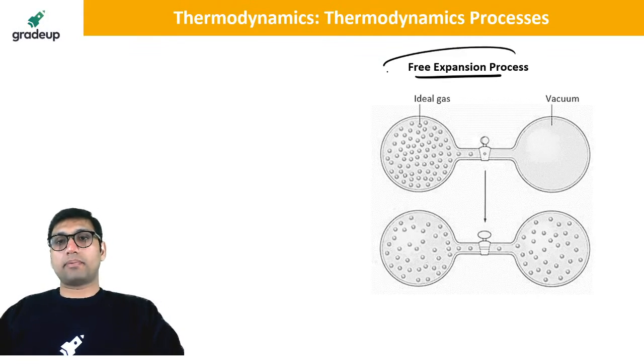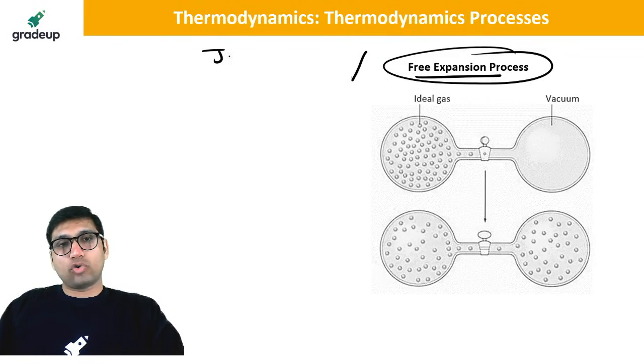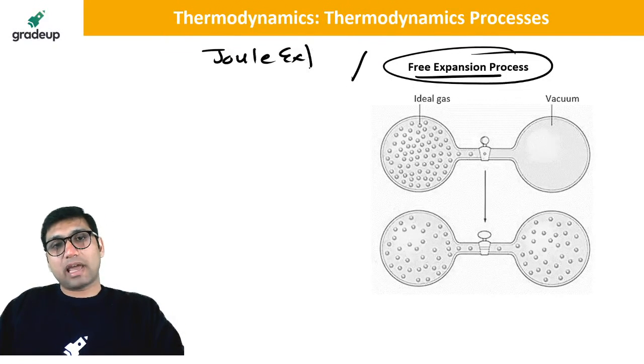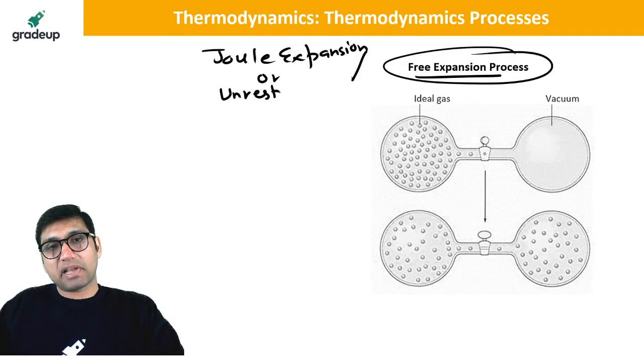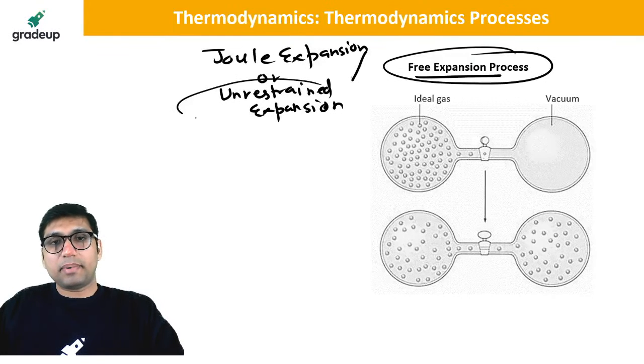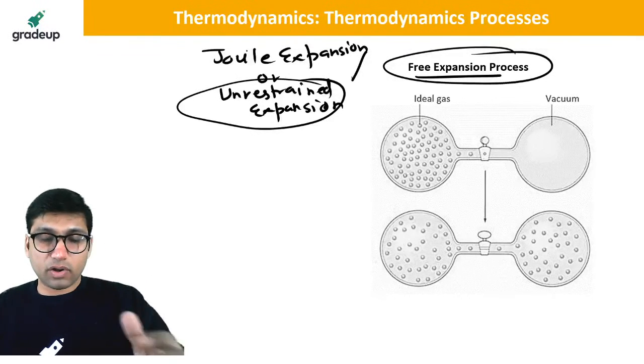Next is free expansion process. Free expansion or Joule expansion. This is an experiment done by Joule, who gave the first law of thermodynamics. It is also called unrestrained expansion, in which there is no restraint of any kind. There is no constraint or restraint.